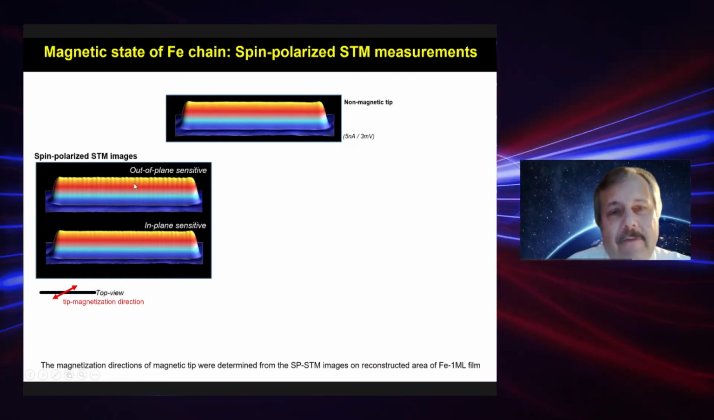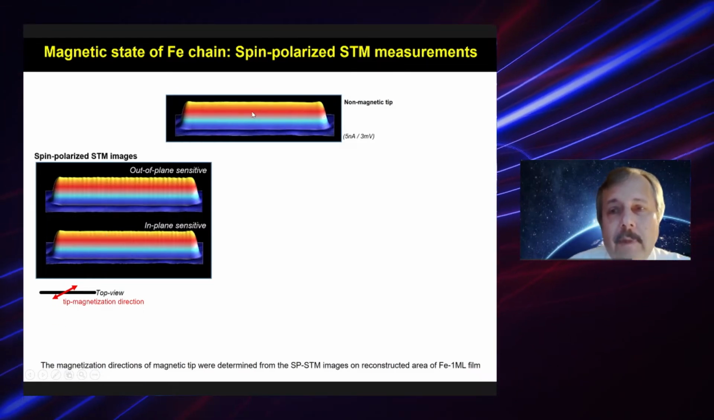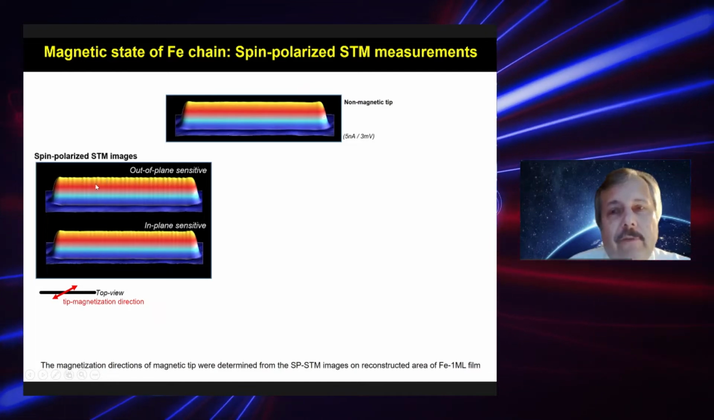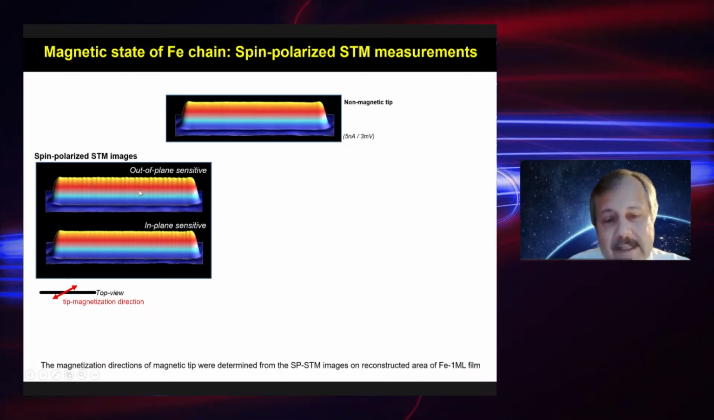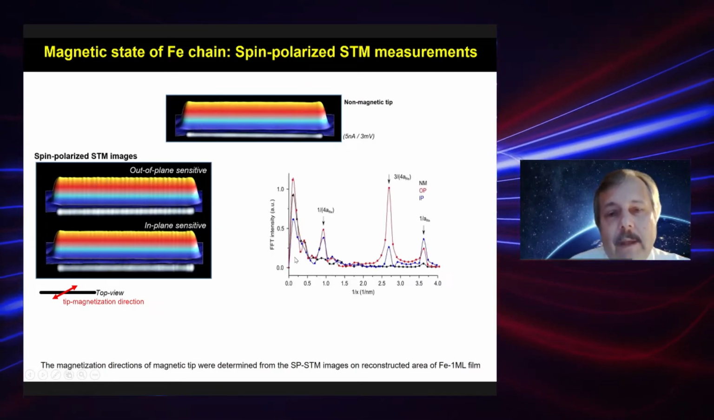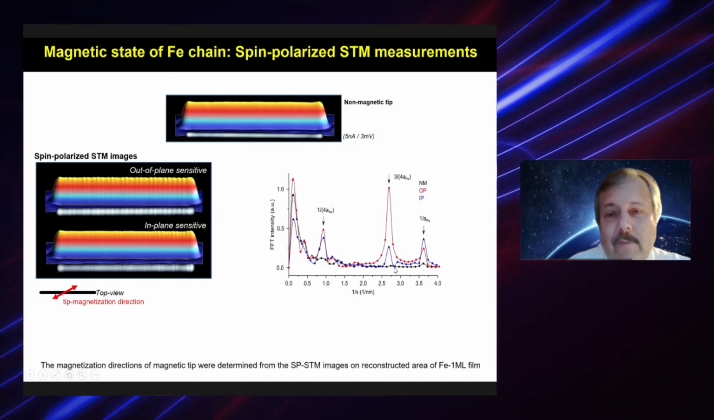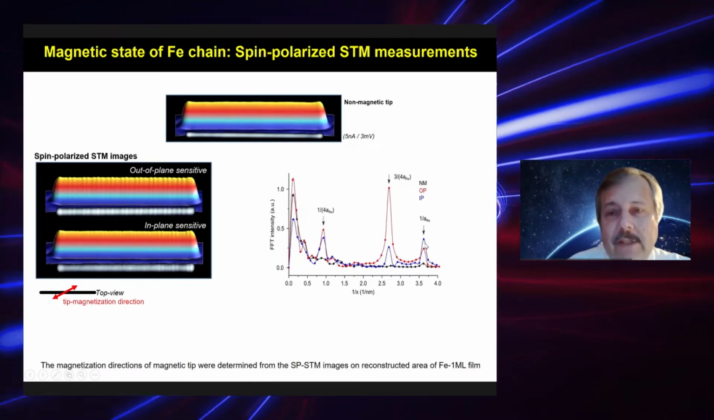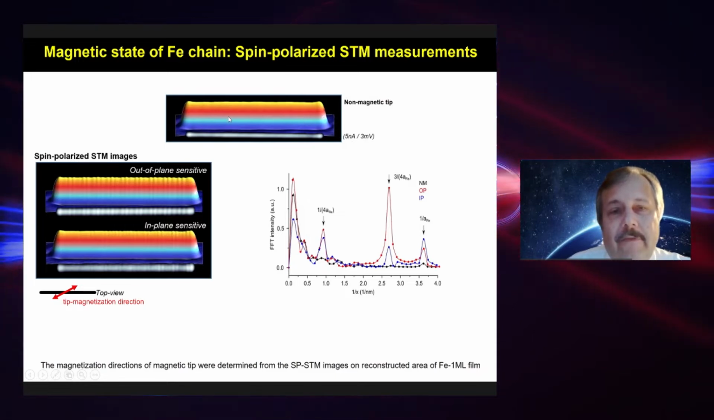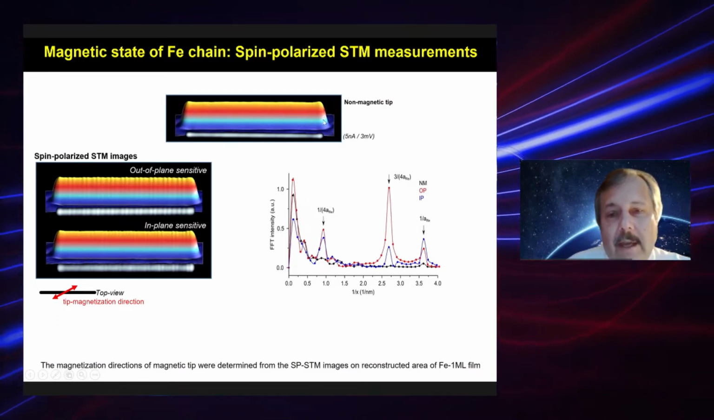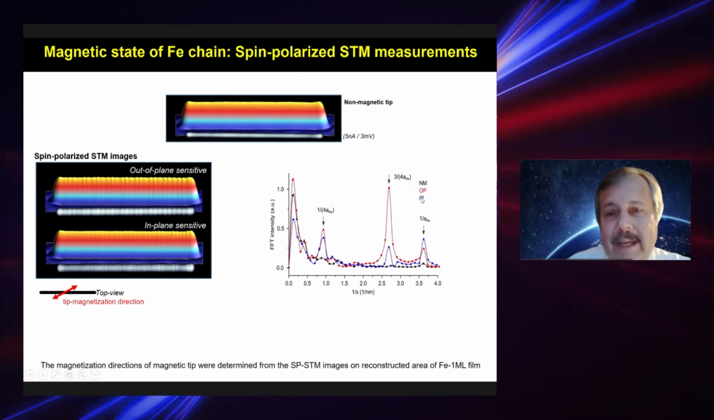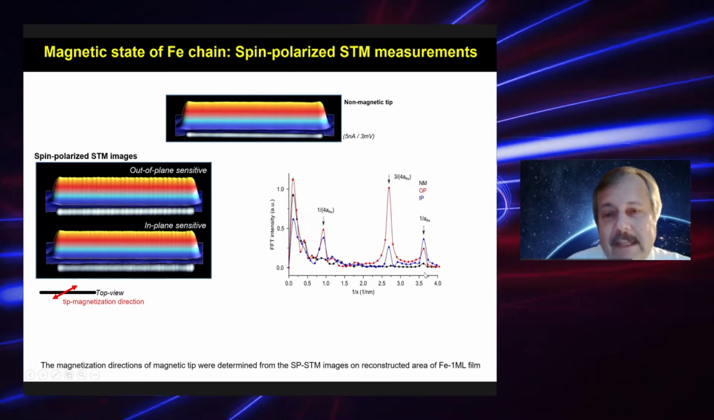So there's a clear difference here in the corrugation. We can analyze this quantitatively by making one-dimensional Fourier transforms of all these data sets, and this is shown here. In this Fourier transform, we see a peak, which is a trivial peak. This peak corresponds to the atomic periodicity of the iron atoms along the chain. And indeed, with all different tips, the non-magnetic, the out-of-plane and in-plane spin-sensitive tips, we see this peak.